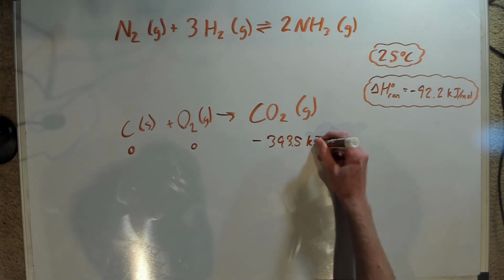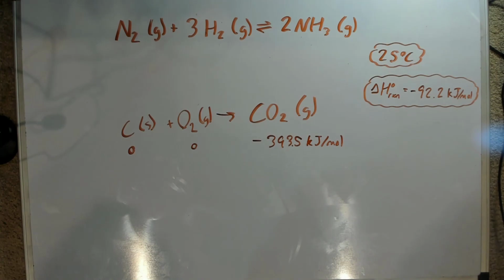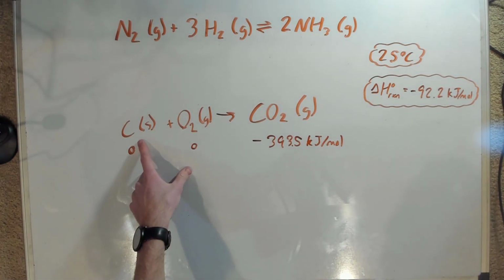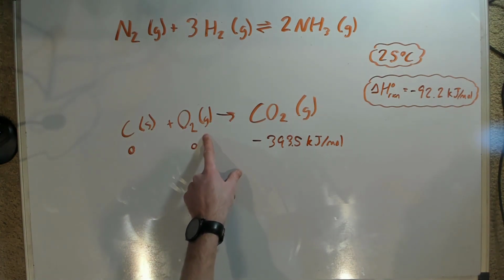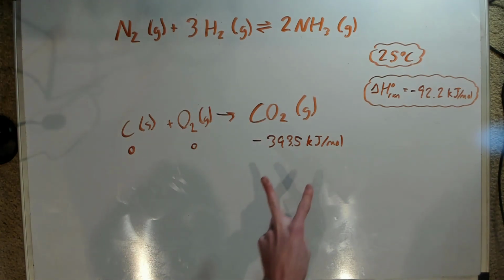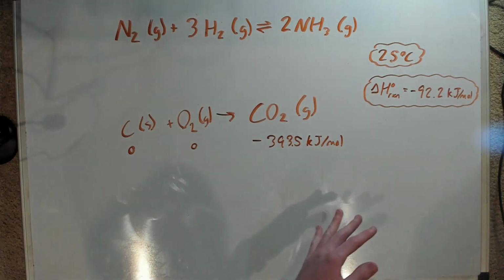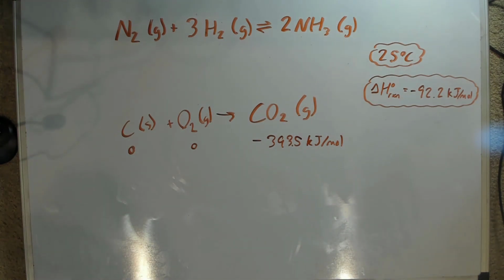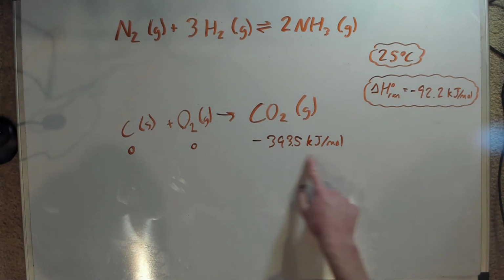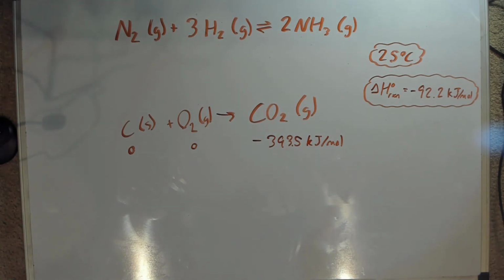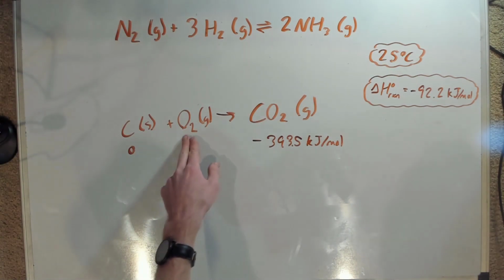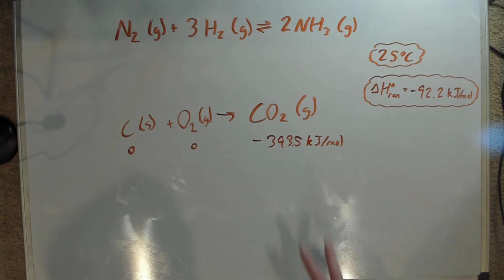kilojoules per mole. So that means every single time we have 1 mole of solid carbon and 1 mole of oxygen gas, we will release 393.5 kilojoules when we go through the reaction and turn it all into carbon dioxide. So enthalpy of formation seems like a random number, but all it means is that when you combine carbon and oxygen, that's how much energy you get out of it.